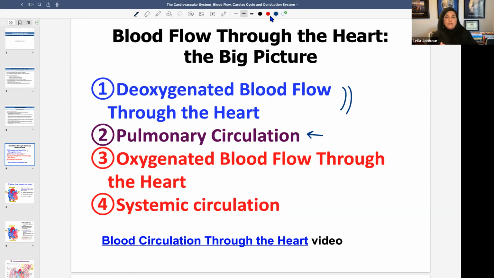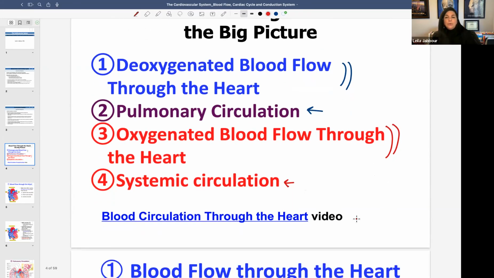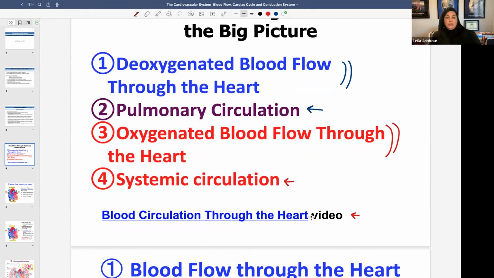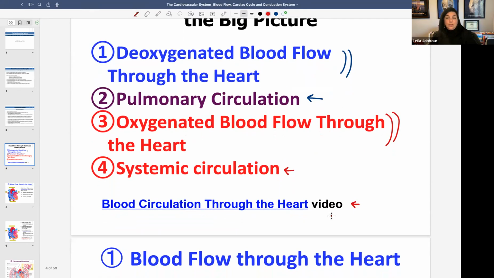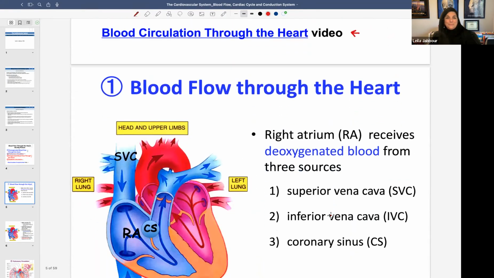And once it gets reoxygenated, it will go back to the heart, on the left side of the heart, because the heart has the job of pumping that oxygenated blood to the rest of the body. And then it ends in the systemic circulation and is distributed across all the tissues in your body to basically provide the oxygen and nutrients necessary for all the cells. So in the PowerPoint version, there are videos throughout, so don't hesitate to look at those.